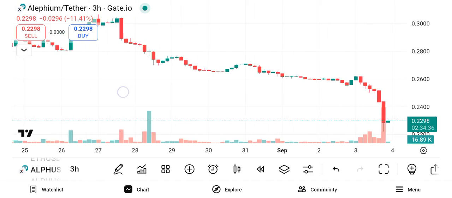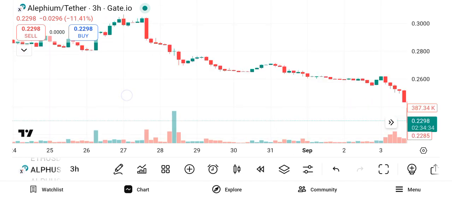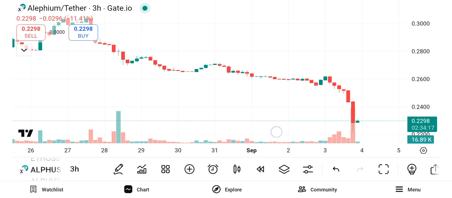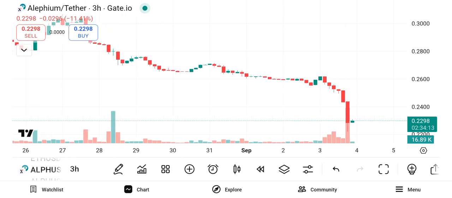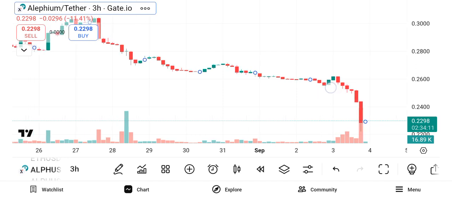From this market, you can see that up here at 0.3, we had a support that was built here. Once that support line was broken through this particular bearish candle, you notice there was a decline up to this very point we are in today of 0.2298. There was another support line here that was broken at this particular point.